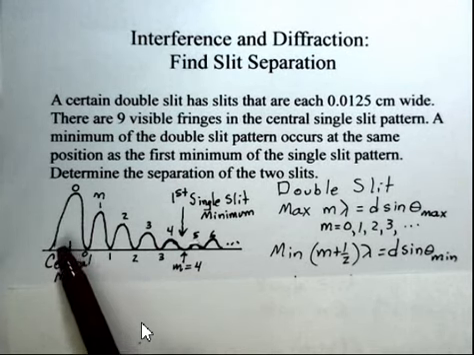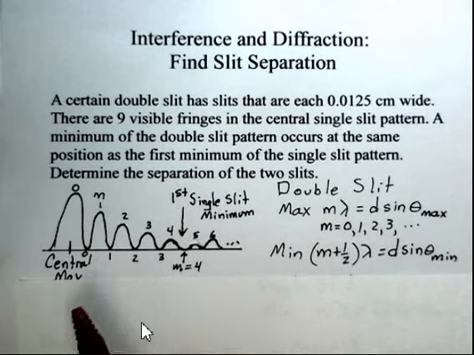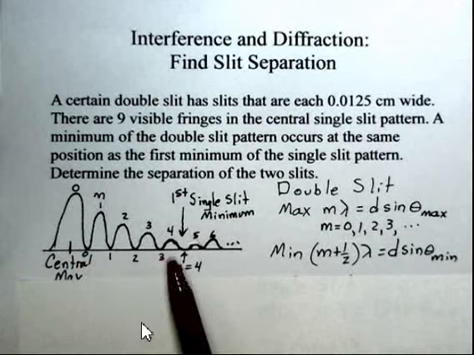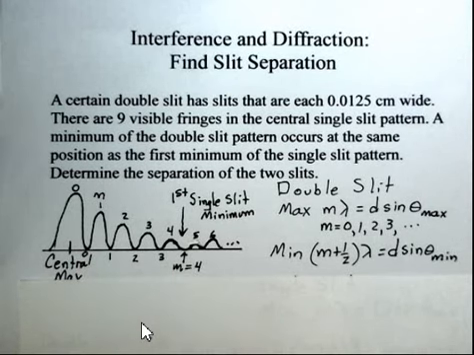And numbering these 1, 2, 3, 4, I've also numbered the minima of the double slit pattern, 0, 1, 2, 3, and 4 is where the minimum of the double slit matches the position of the minimum of the single slit. So we have some equations that relate to interference with a double slit.